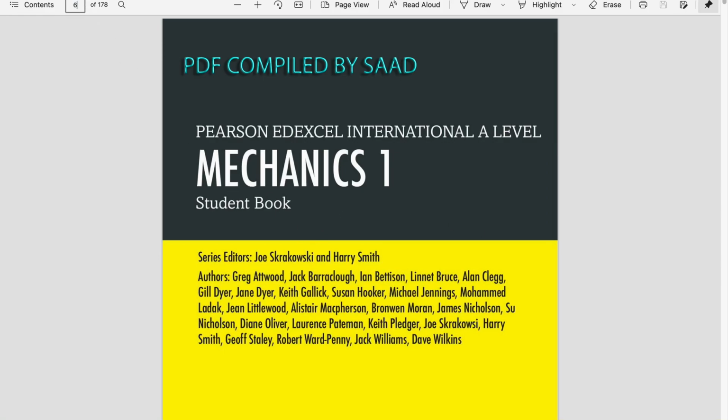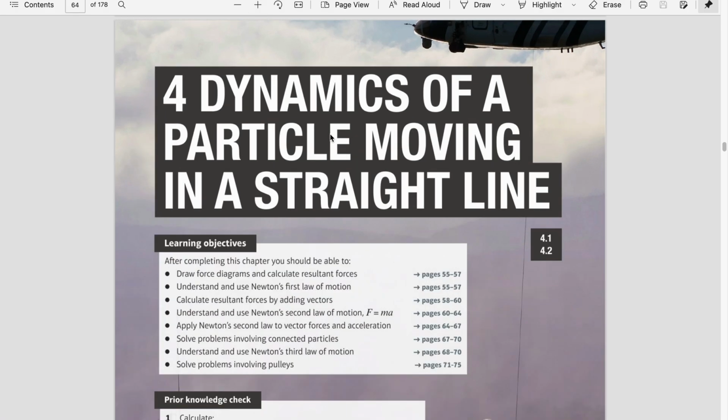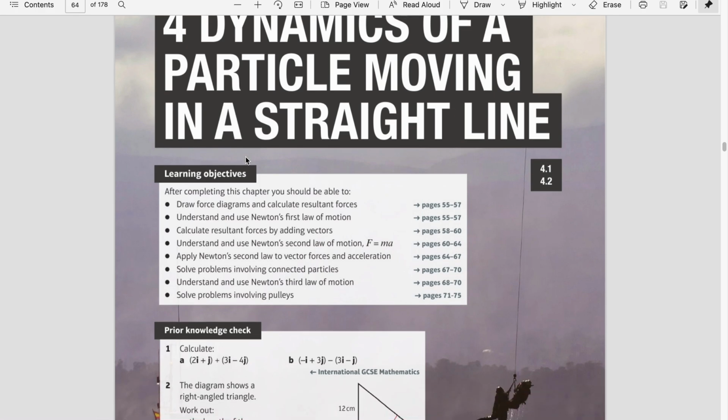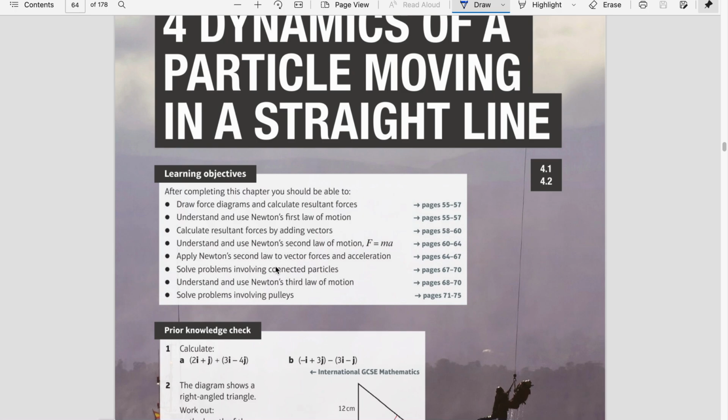Mechanics chapter 4. So we'll go through basics quickly and then we can come to practice questions. Dynamics of mechanics, particles in motion in a straight line, and a few prerequisites which we covered in chapter 3.